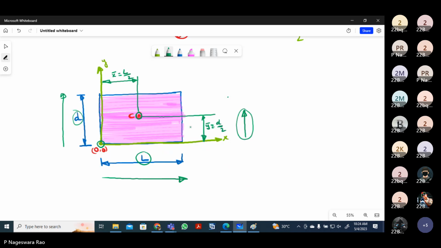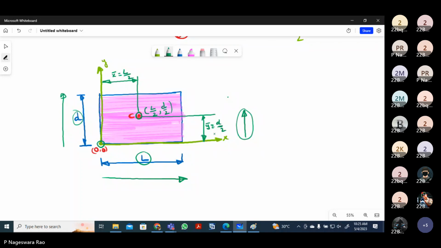So now we have learned the centroid for the rectangular shape. If the length of the rectangle is L and the depth of the rectangle is D, then the centroid C lies from the y-axis, which is what we call the x coordinate, at L by 2. So I am writing the x coordinate here as L by 2. Next, the y coordinate is D by 2. I am writing it here just for explanation purposes.